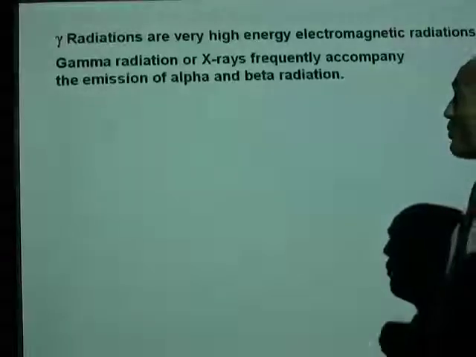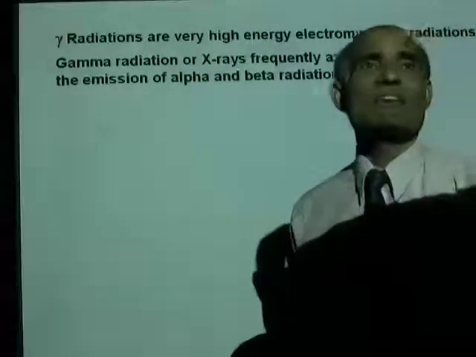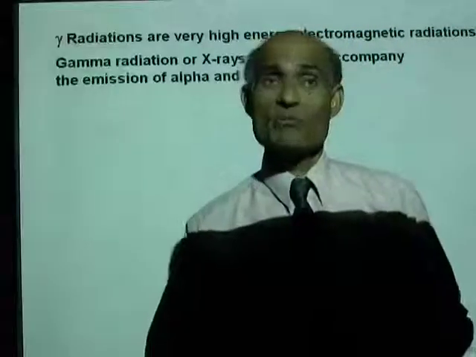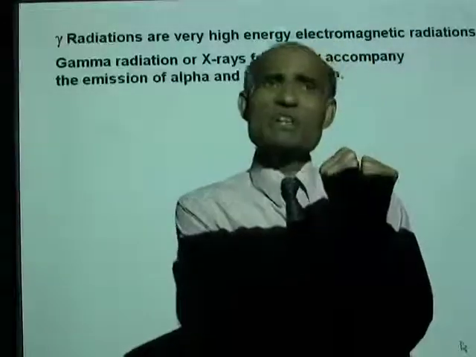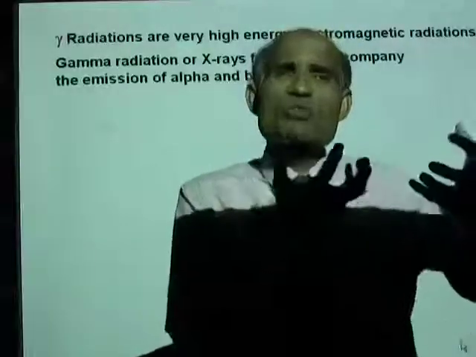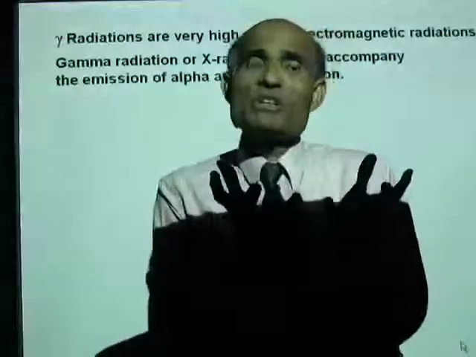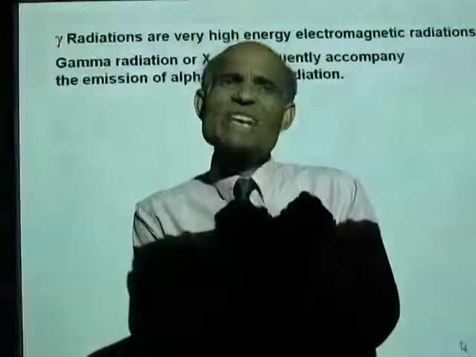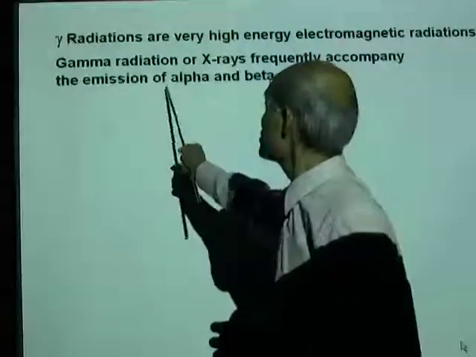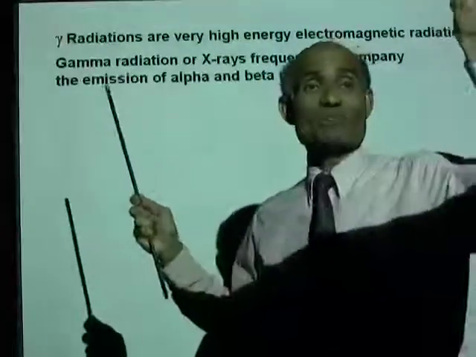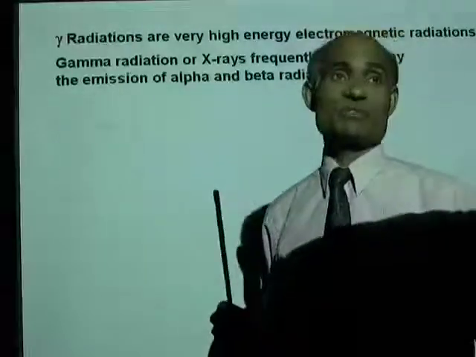Now, gamma radiation or X-rays frequently accompany the emission of alpha and beta radiations. Now remember, the radiations take place in order to create stability in the nucleus. That means throwing away extra energy. You see, the extra energy inside the nucleus is what creates the instability. Throwing away that extra energy. And most of that energy is carried by these emitting particles, alpha, beta, and also these gamma radiations.